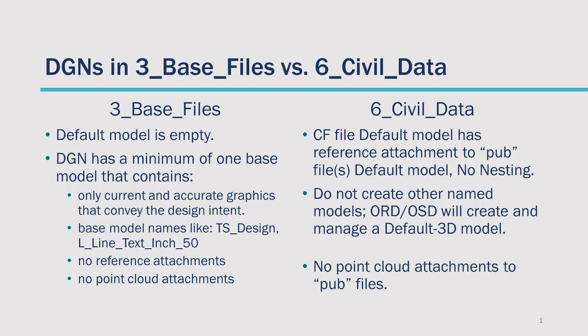It has reference attachments to the pub files. Our reference attachments from the container file to the pub file are no nesting. We want to see the civil data that the designer has said, I'm ready to publish, right there in their default model. We also don't create other named models in the number 6 civil data folder. ORD and OpenSite Designer will create that default 3D model by themselves, and they'll manage it.